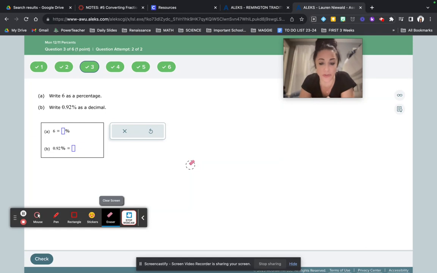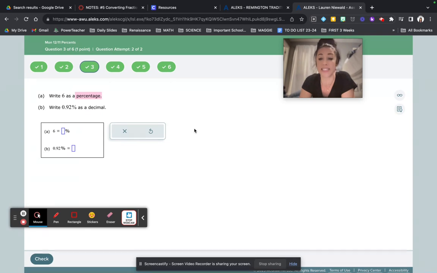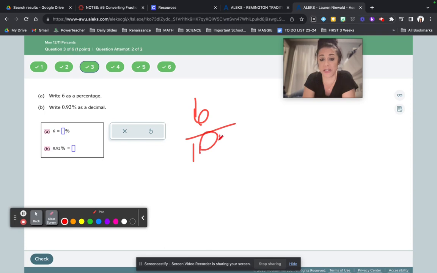Okay, so to review a few more of these that might be a little bit trickier, we're going to look at this first example. It says to write 6 as a percentage, and a percent is always out of 100. So if I want to go through and I say 6, oopsies, 6 has an invisible number there. But we're basically saying 6 out of 100. This is 6%. 6% is 6 over 100.